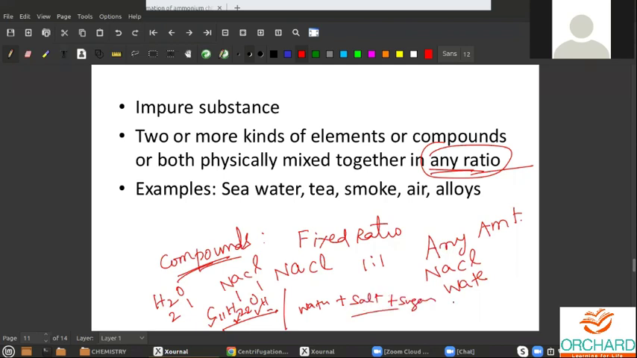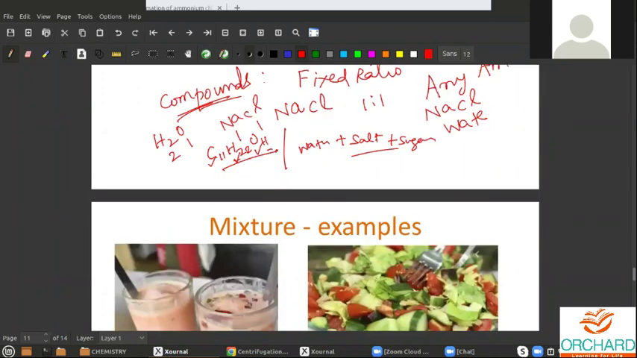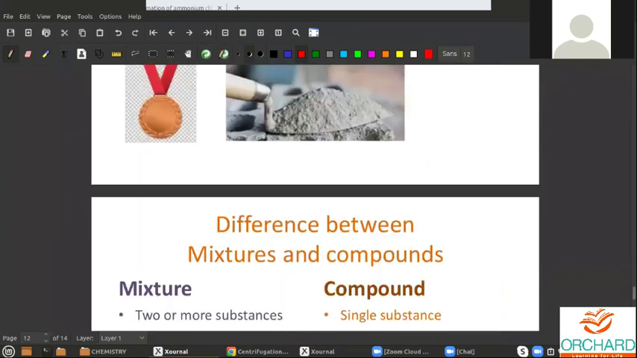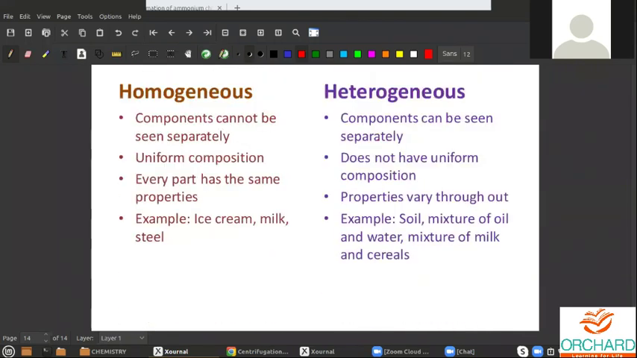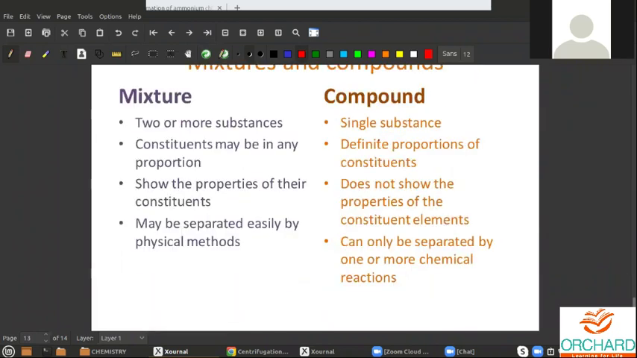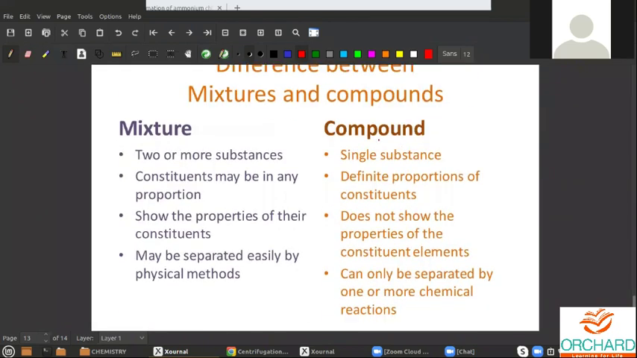Any ratio, any amount, then it is a mixture. Importantly, there are two types: one is called homogeneous and another one is called heterogeneous. Before that, let us see the difference between mixture and a compound.